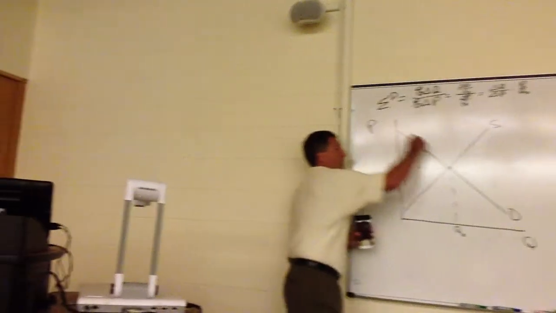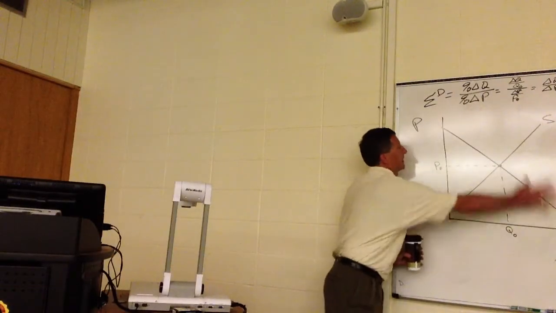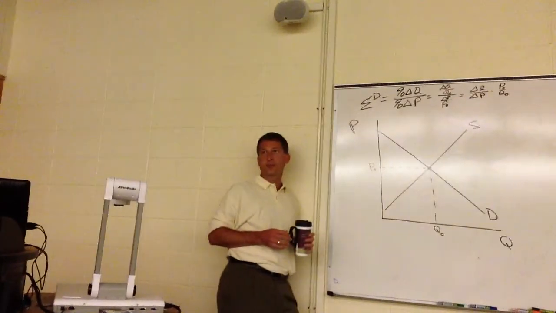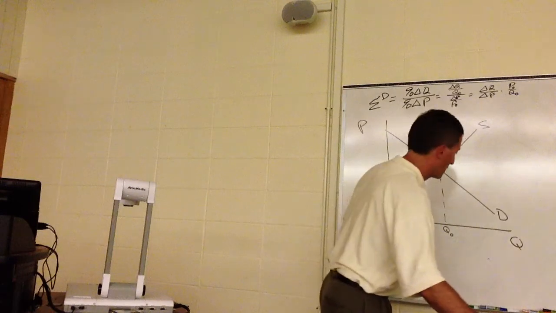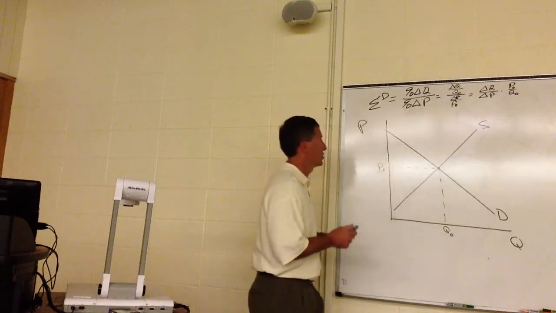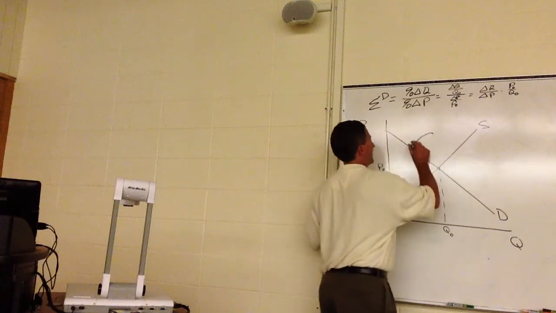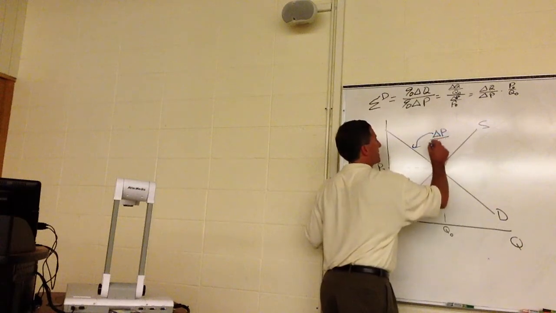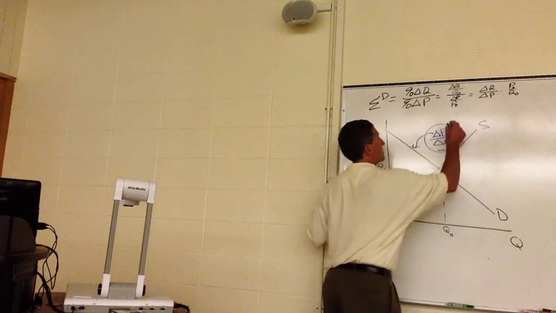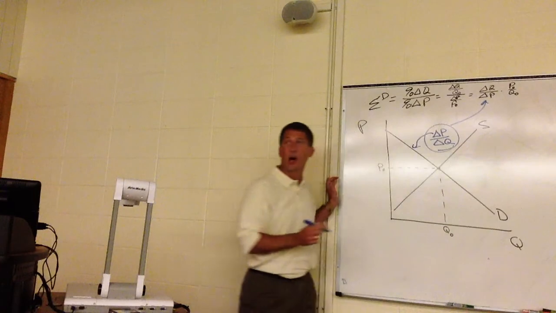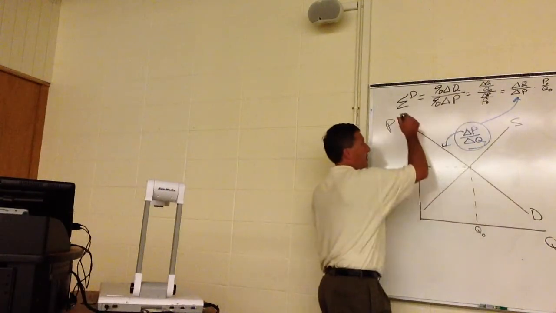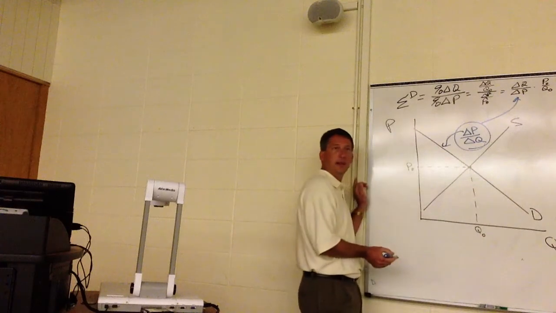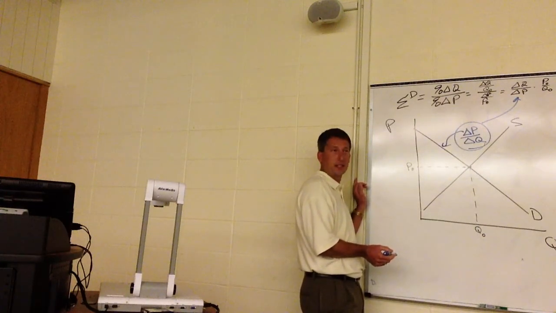What's the slope of this line as I have things drawn on this graph? What's the slope of this? P over Q. No. Change in P over change in Q. Rise over run. Does this expression look like this expression? No, so that should trigger right away. Is this the inverse demand curve or the demand curve? Inverse. It's the inverse demand curve.